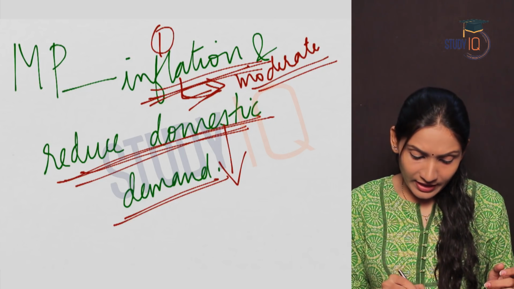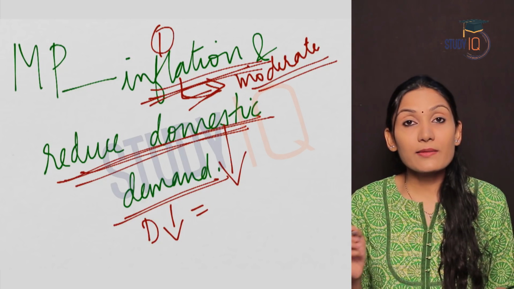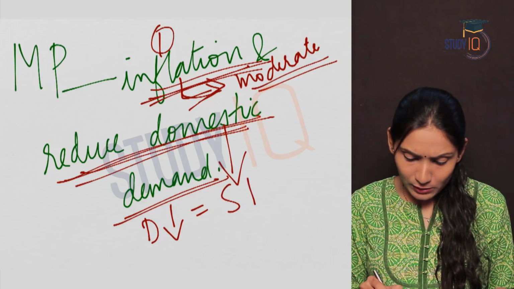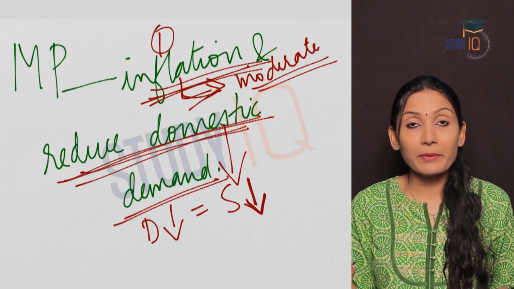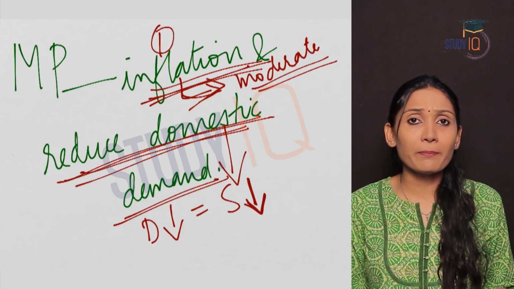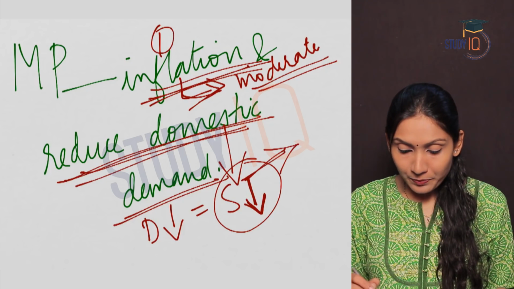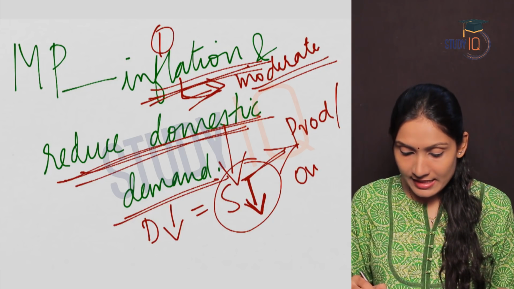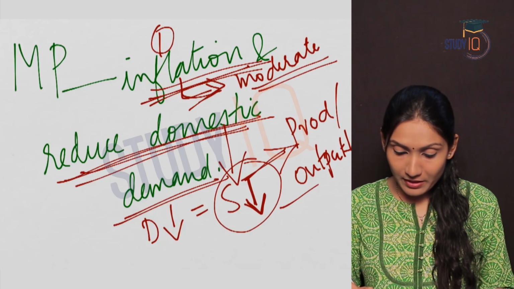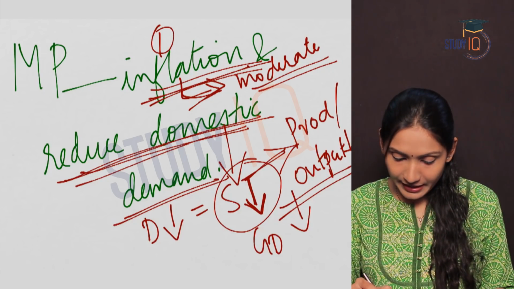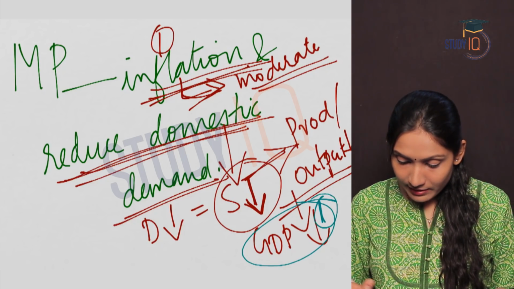Why? Because when the demand in the economy decreases, what will happen? This will lead to decrease in supply also. We have seen this in microeconomics. To maintain the equilibrium, when demand decreases, supply also decreases. Decrease in supply means that production or output has decreased. So when the output decreases, what will happen? This will reduce the GDP of the country. So one is GDP will come down.